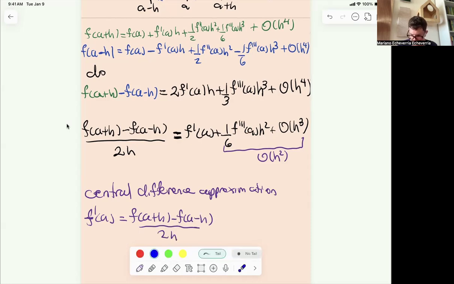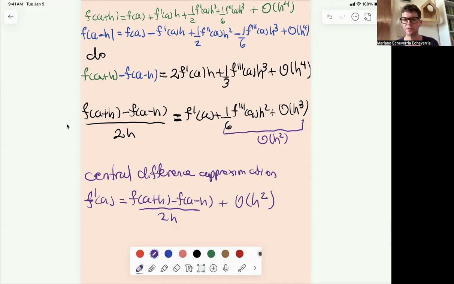Plus, you are moving this to the other side, but when you move it, it still remains big O of h squared. So plus a big O of h squared. So this is another approximation for the first derivative.